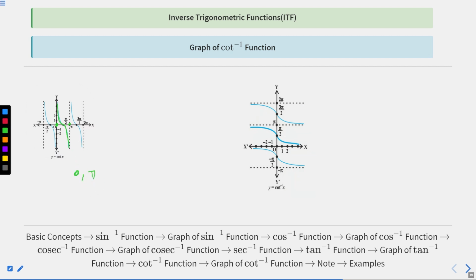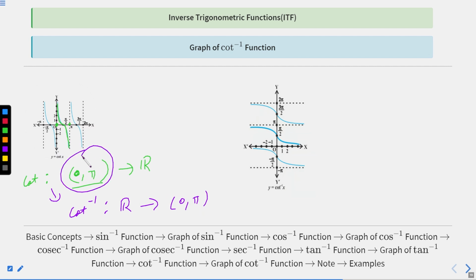Okay, from this you can say that if cot is defined from this interval to R, this is one-one as well as onto, then you can talk about the cot inverse function, and the cot inverse function will look like R to what? 0 to pi. And because in this interval only this is one-one and onto, this means this is the principal value branch.